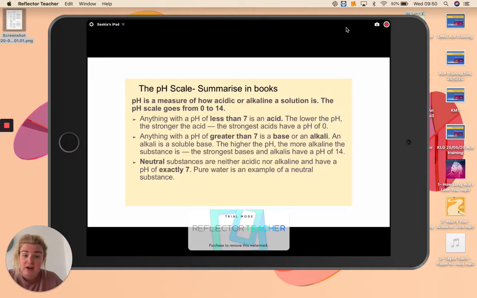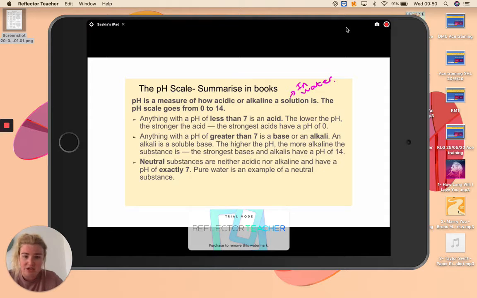pH is a measure of how acidic or alkaline a solution is, okay? A solution is something in water, mixed with water. The pH scale goes from 0 to 14. Anything less than 7 is an acid. The lower the pH, the stronger the acid. So something that's got pH of 0 or 1 is a much stronger acid than something that's got a pH of 4 or 5, okay, even 6.